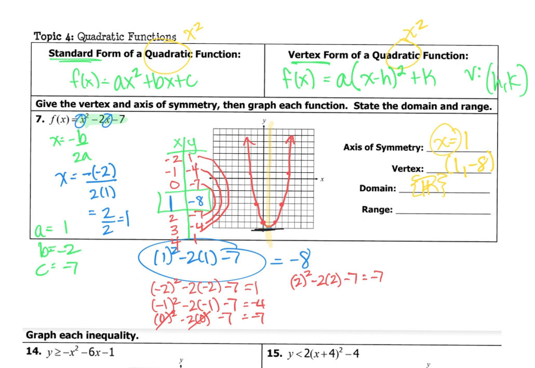Okay, what's that y value of the vertex? It's negative 8, and we are looking for y. We have y values always above negative 8. So we would say the range is all the y's such that y will always be greater than or equal to negative 8. Okay, and that one's done.